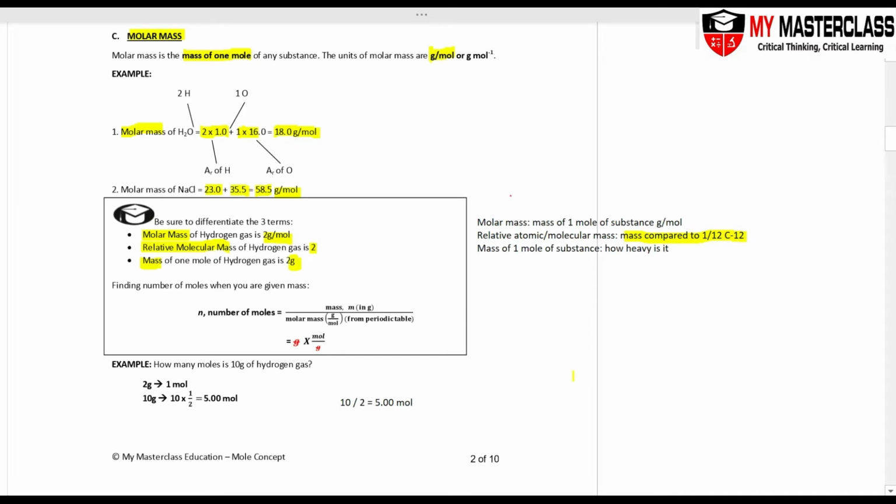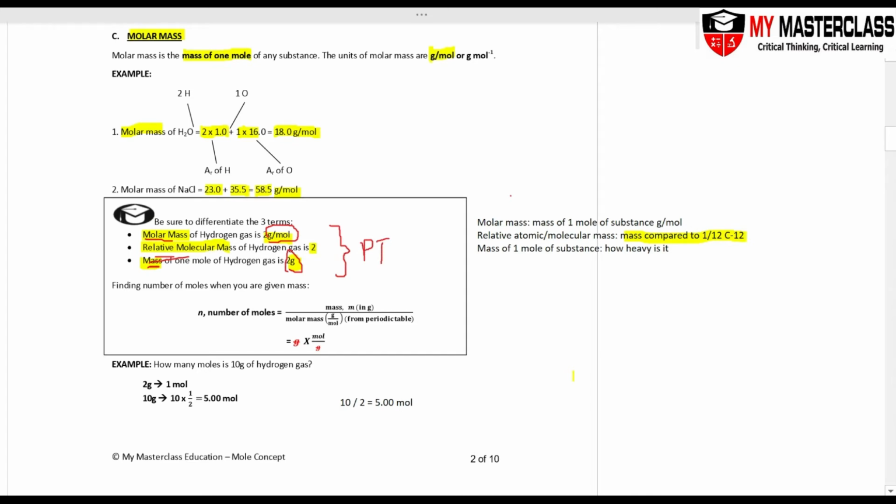So be clear about these 3 terms. The absolute answer is 2, right? But if they're asking molar mass, you have to put 2 gram per mole. If they say relative molecular mass, then there's no unit. If they ask for the mass, then the unit will be gram. These first two, you get from your periodic table, adding up the relative mass.